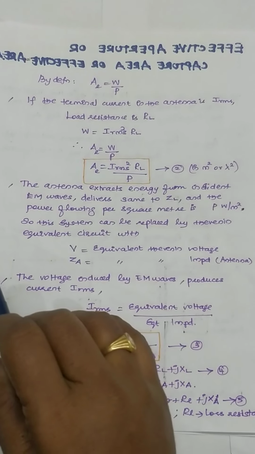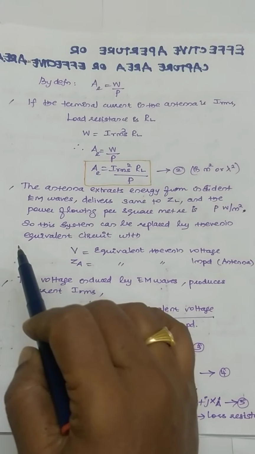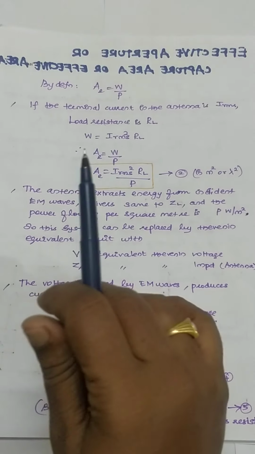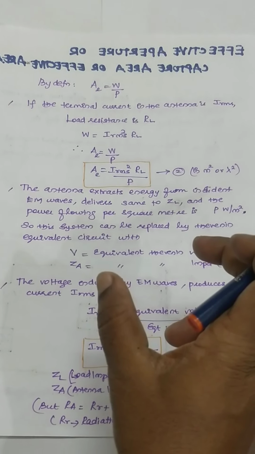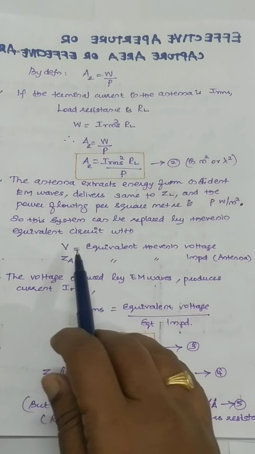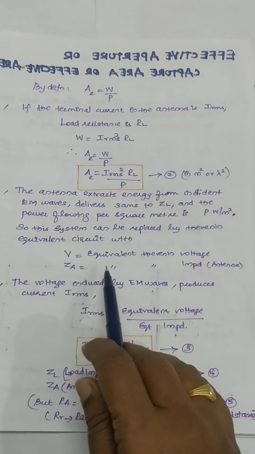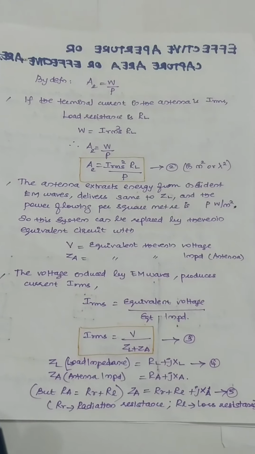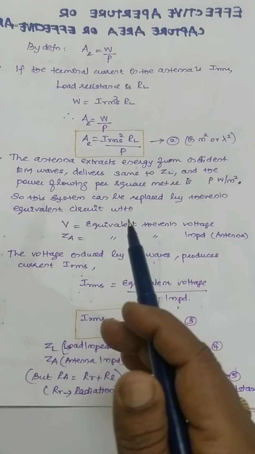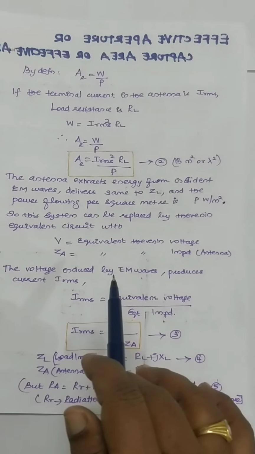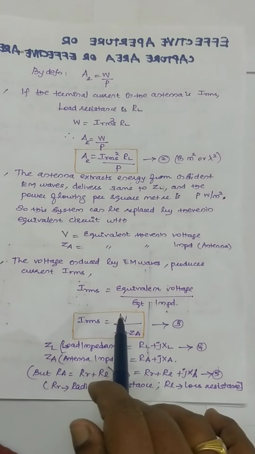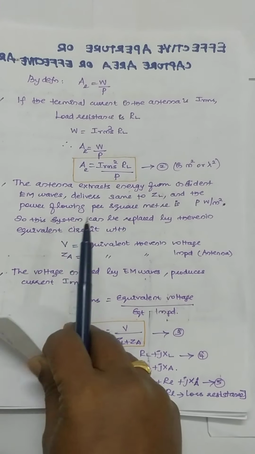Now, as we have spoken, the antenna is extracting energy from the incident waves and delivering the same to the load impedance. So by equivalence, I can transform this antenna into a Thevenin equivalent circuit with an equivalent Thevenin voltage of V and equivalent Thevenin impedance of ZA. Now, how to define I? I is nothing but V by Z, a known equation. Here IRMS is equal to the equivalent voltage divided by the equivalent impedance. IRMS is equal to V divided by ZL plus ZA.